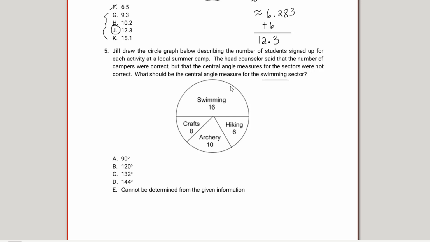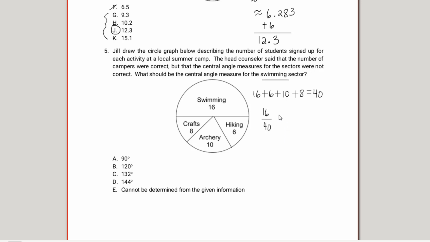What we need to look at is what proportion of all the activities signed up for is swimming. So we need to find a total number. First let's add up. We have 16 plus 6 for hiking, plus 10 for archery, plus 8 for crafts. And so we get a grand total of 40. They didn't give us that, but we can get it from adding everything up because we know the numbers are correct. And swimming covers a 16 over 40 proportion.